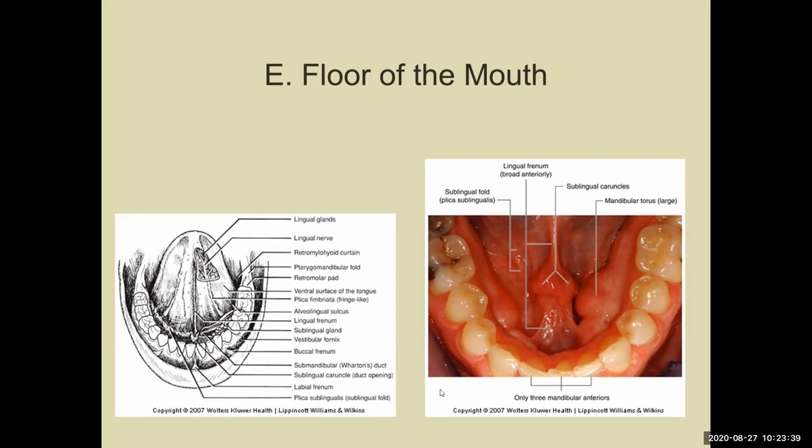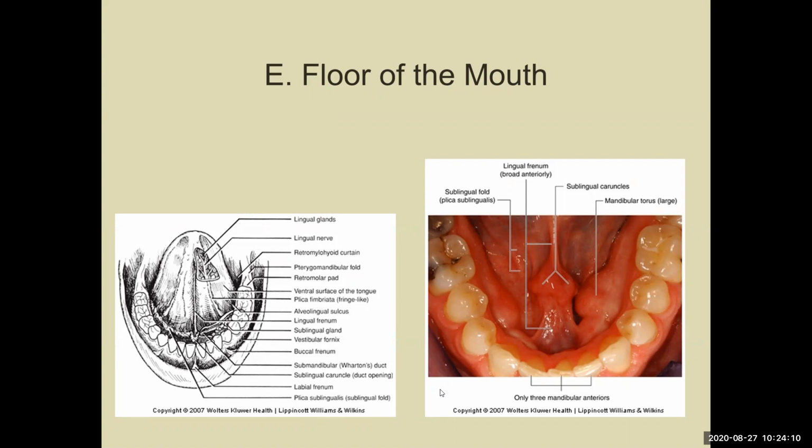I have a question. Yeah. When do you change your vocabulary from torus to exostosis? Well, exostosis is anything, it's all exostosis. But if it's on the floor of the mouth, around the mandibular canines, those are mandibular tori. If it's on the hard palate in the center, that's a palatine torus. Everything else is considered exostosis.